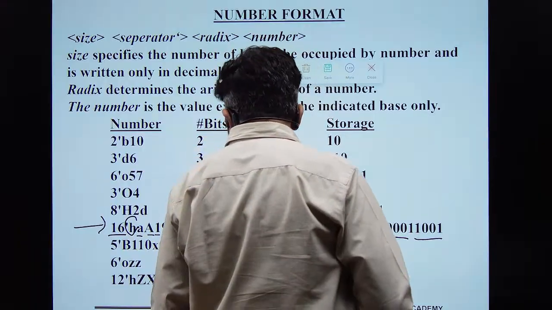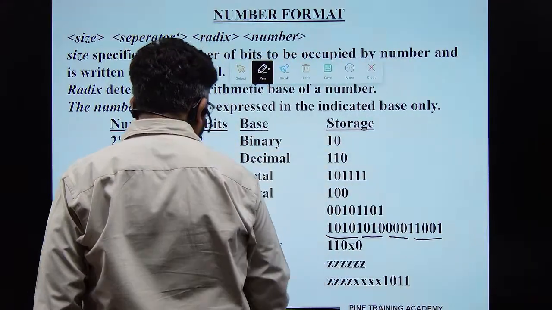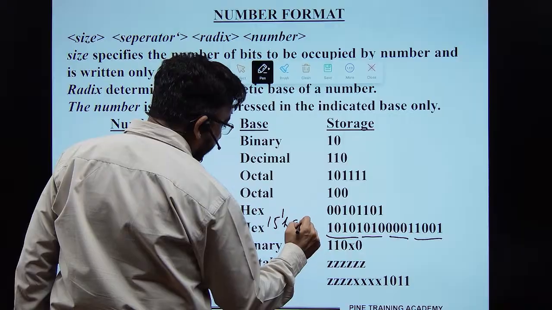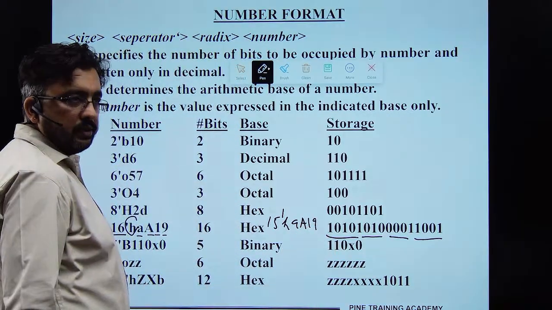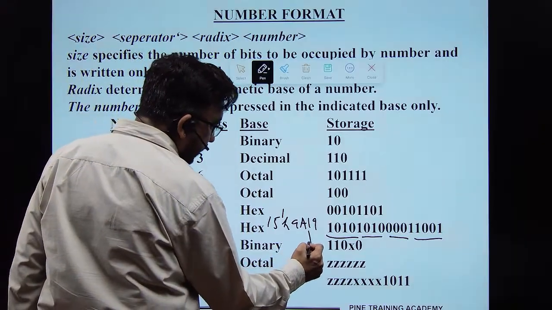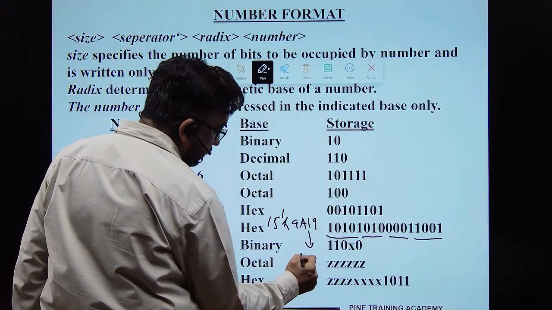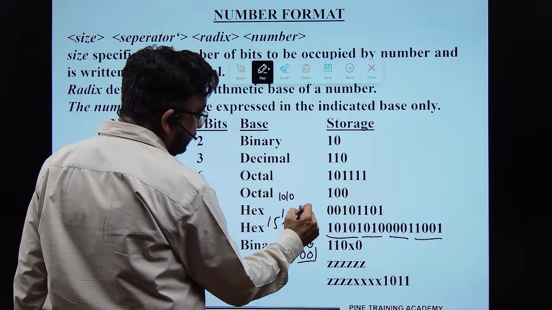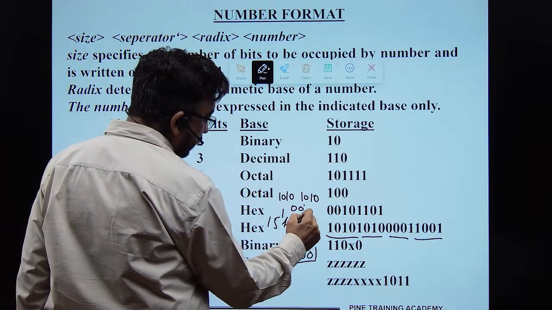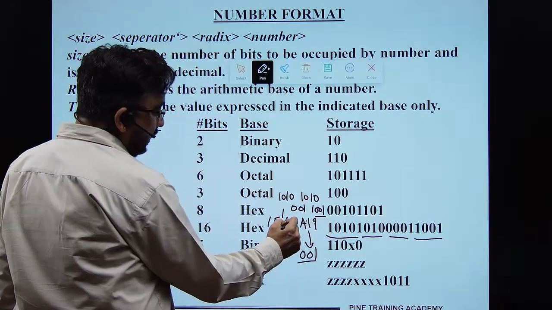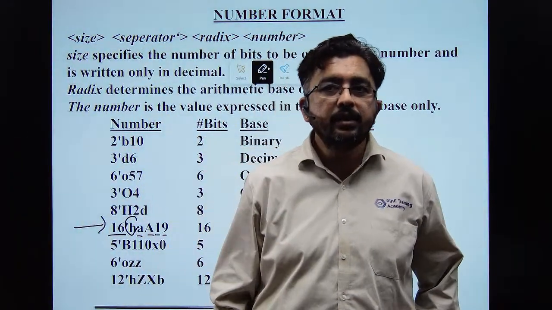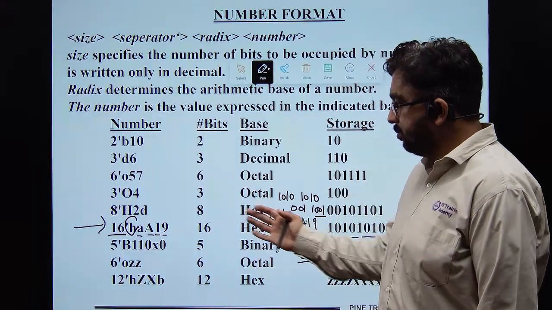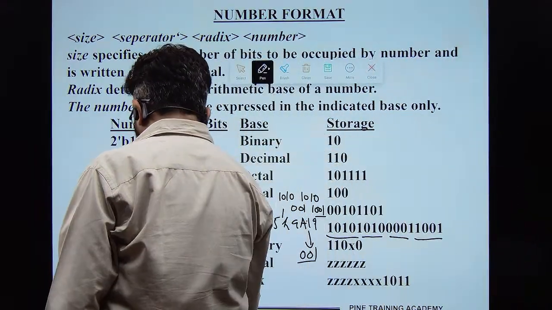What happens if it is 15'hAA19? At least this one you can write as 001, then A as 1010, A as 1010, 1 as 0001, and 9 as 1001, because A and 9 you cannot represent in 3 bits. You have to represent them in 4 bits.